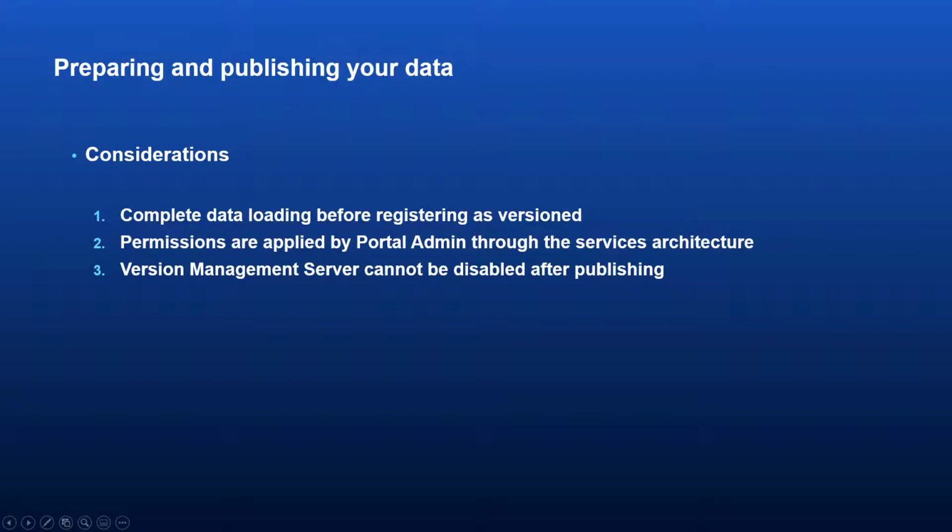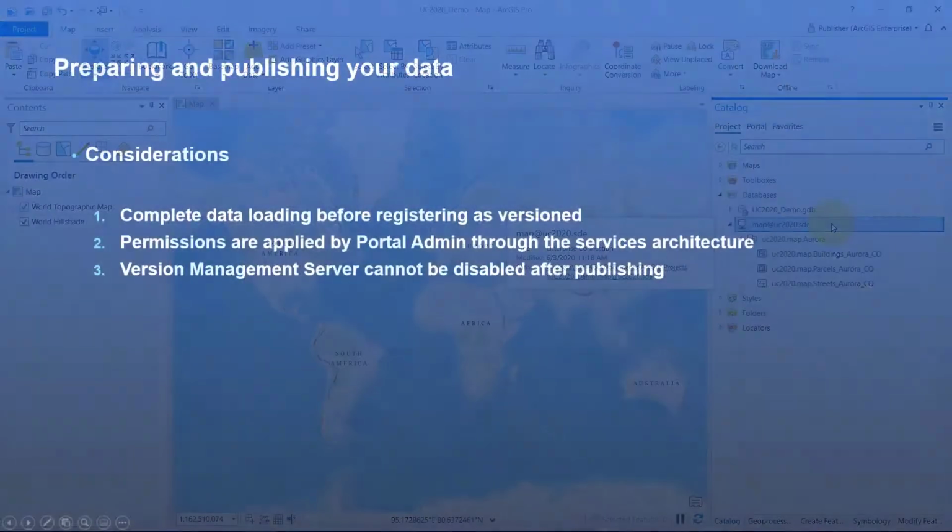Thanks, Justin. In this demo, we'll take a look at the process of registering your data as branch versioned. There are three prerequisites to register your data as branch versioned. First, the dataset must have global IDs, editor tracking must be enabled, and you must be connected to your data using a branch versioning database connection. So to start off, let's take a look at the process of making these schema changes.